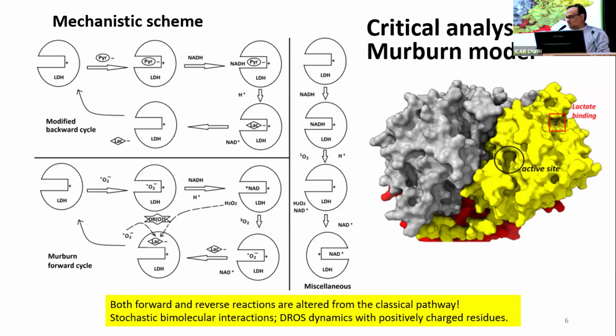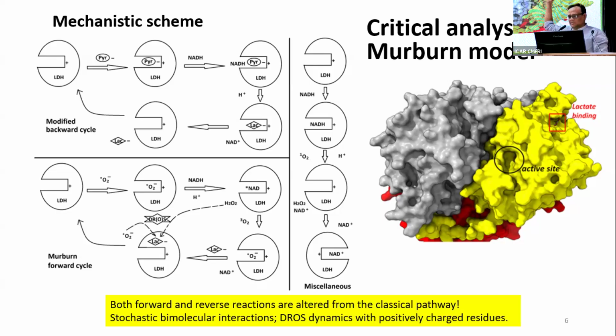But in the Murburn forward cycle, what we can say is that ROS is usually generated in cellular systems, right? So when ROS is there, the positively charged residues in the active site can stabilize the ROS. So ROS can bind first. Sometimes NAD can bind first. So anything can happen. It's a reaction which is not very highly ordered. So you have DROS.